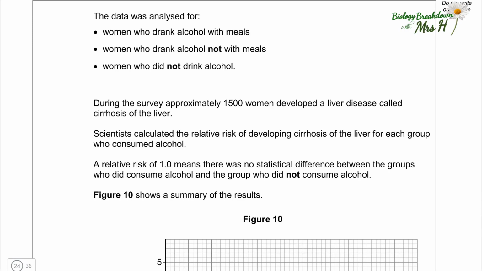The data was analysed for women who drank alcohol with meals, women who drank alcohol not with meals, and women who did not drink alcohol. During the survey, approximately 1,500 women developed a liver disease called cirrhosis of the liver. Scientists calculated the relative risk of developing cirrhosis of the liver for each group who consumed alcohol. A relative risk of 1 means there was no statistical difference between the groups who did consume alcohol and the group who did not consume alcohol. Figure 10 shows a summary of the results.